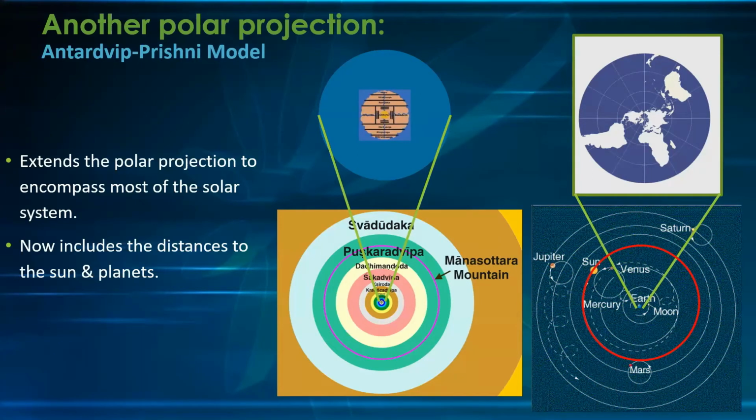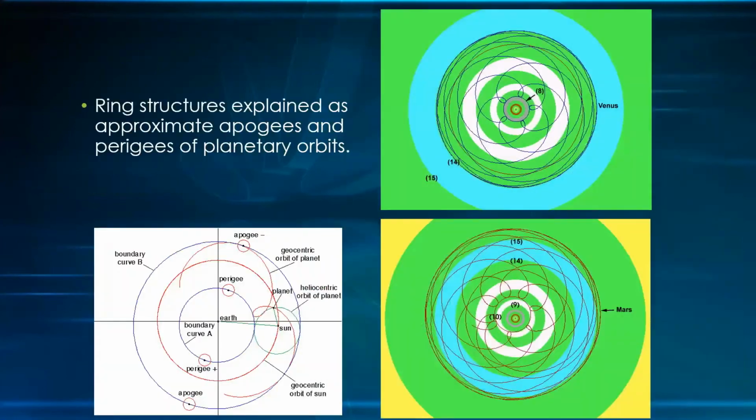And now by doing this, it will include the distances to the sun and the planets. That's what we get from doing this. So now we're expanding this thing to do that. And the nice thing that comes with it is that we start getting these correlations.